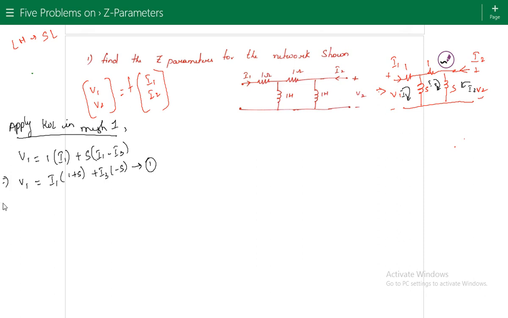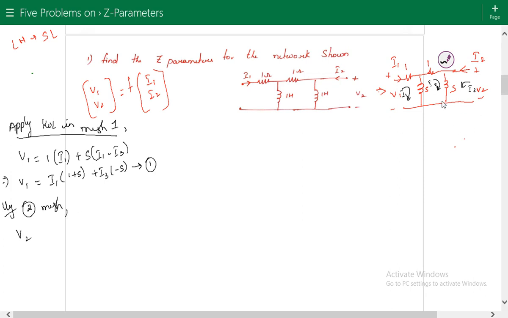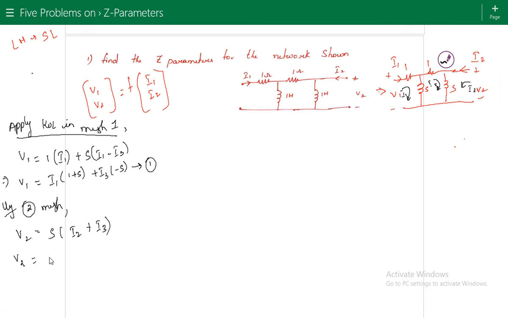Similarly, by applying KVL in the second mesh, the voltage here is V2, which is the voltage drop across this S. The currents flowing through this S are I2 plus I3, both flowing in the same direction. So V2 equals I2 into S plus I3 into S. This is equation 2.